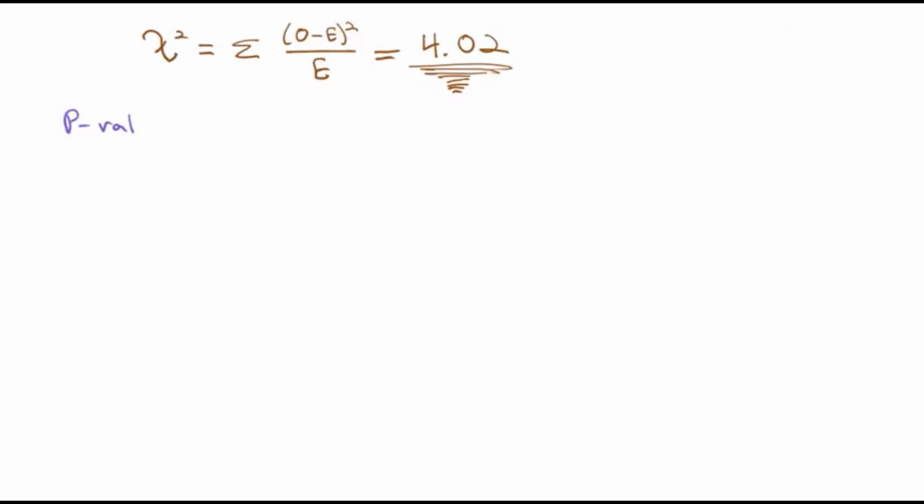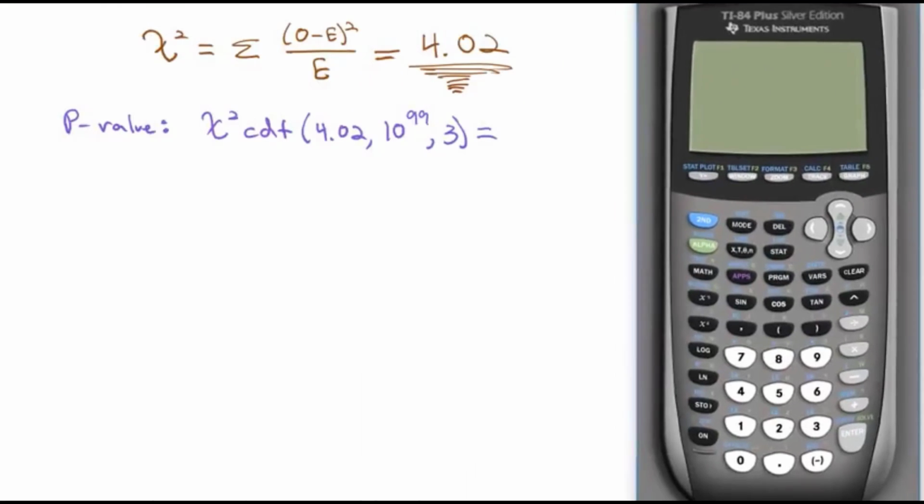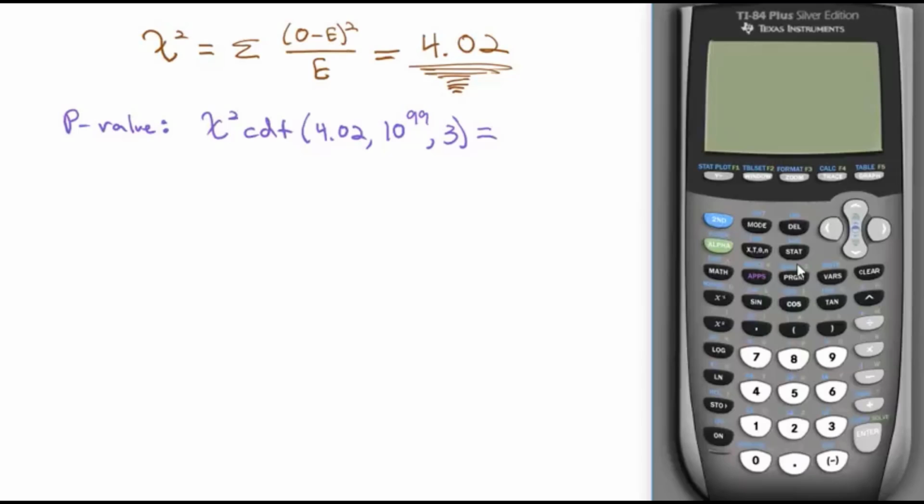We need to calculate a p-value, or the probability the null hypothesis is true. To do that, we'll do the chi-squared CDF on the calculator: the minimum value of 4.02, all the way to a maximum value of infinity, 10 to the 99, and we said there are 3 degrees of freedom. So let's do that. We'll hit second, the distribution, or vars button. We'll scroll down to select chi-squared CDF.